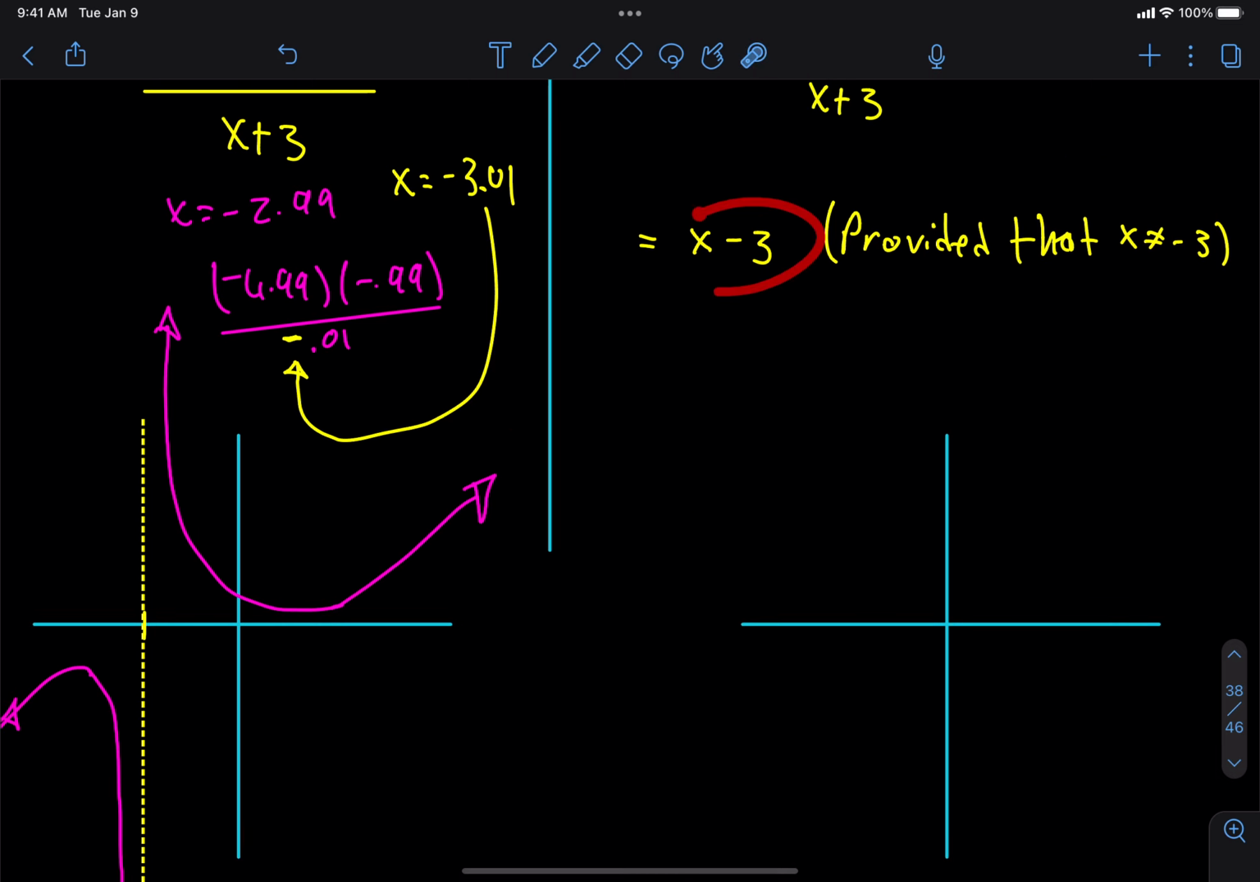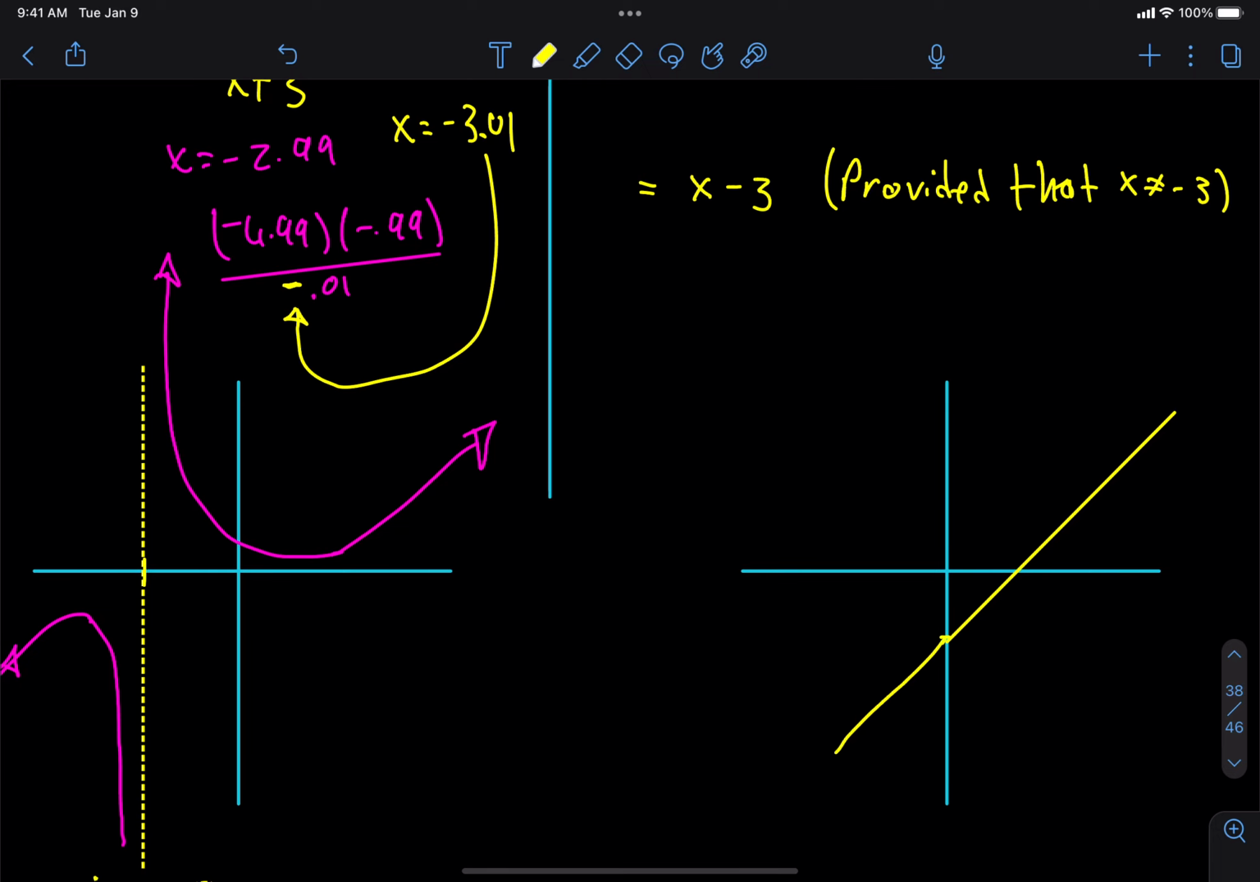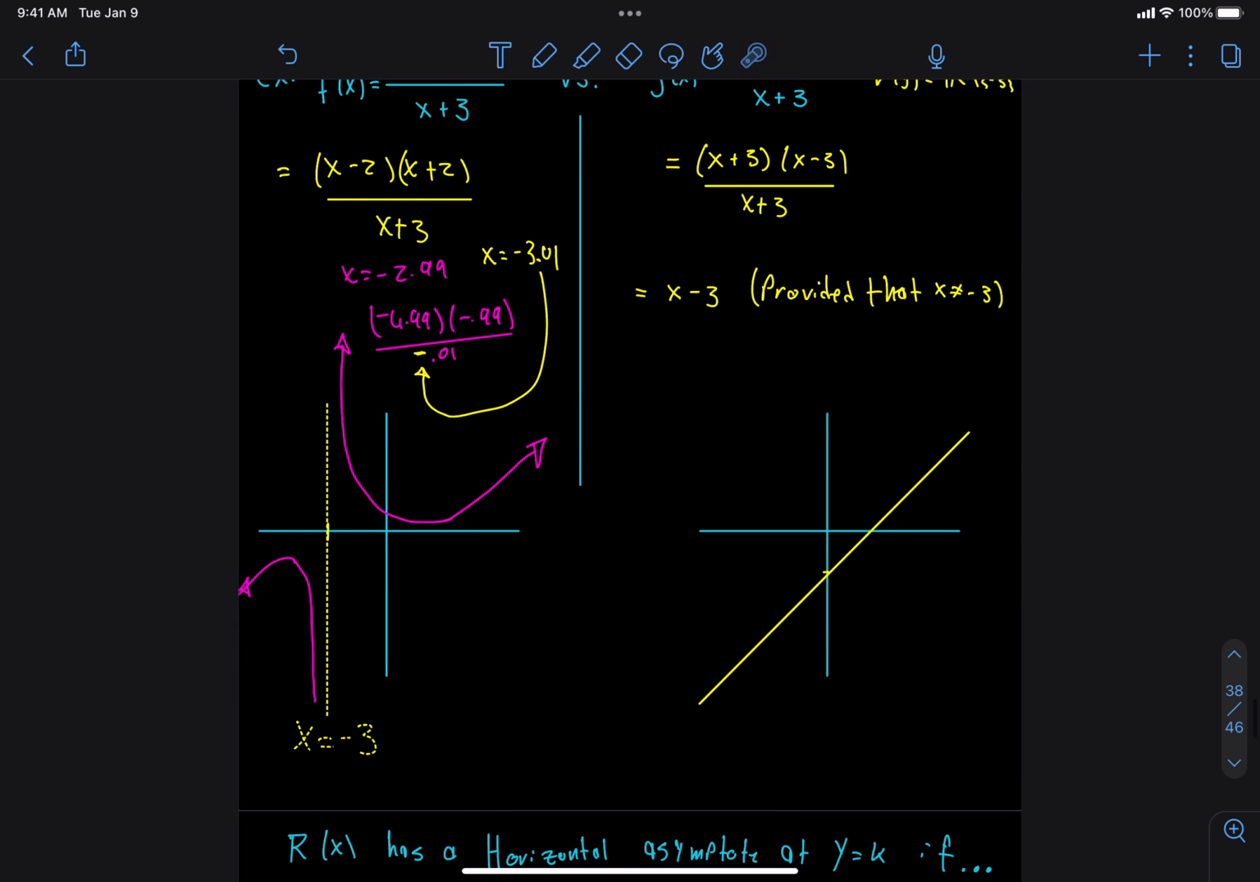kind of graph is the function x minus 3? It's a line with slope 1 and y-intercept negative 3, right? So it looks like this. Except, there's one thing that I did wrong when I drew this graph. And that is that when x is negative 3, I put a point on the graph, right?